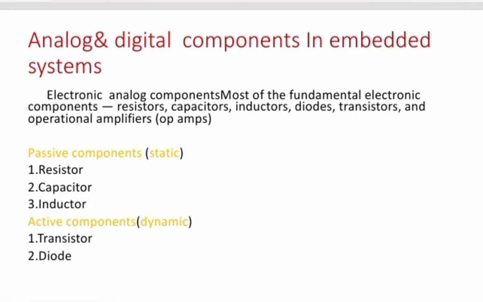analog electronics. The passive components are resistors, capacitors, inductors. These components are also known as static components. Coming to the active components, also known as dynamic components: transistor, diode. These are the dynamic components. These five components are mostly used in the analog components.